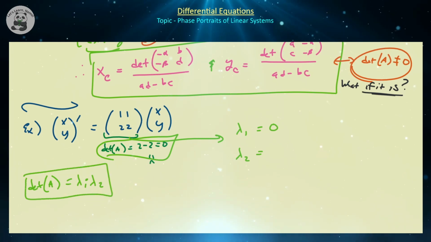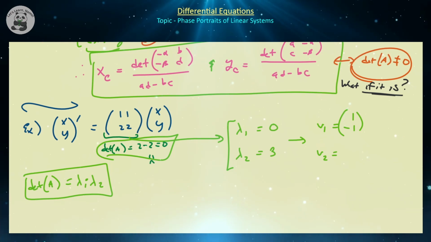So if the determinant is equal to 0, that means one or both of those eigenvalues are going to be equal to 0. Right? So in this case, 0 is one of the eigenvalues, and 3 will be the other. One can find that the eigenvector for 0 will be equal to 1, minus 1, and the eigenvector for the other eigenvalue will be equal to the vector 1, 2.